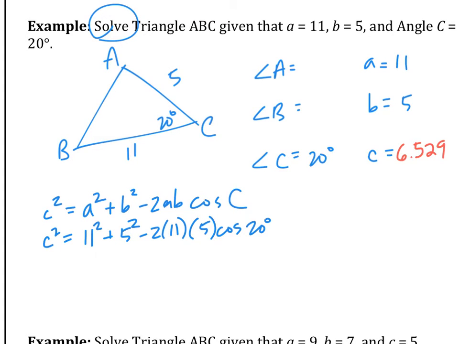529. Okay, that's good. So we want to keep as many digits as possible. The earlier you round, the more inaccurate it's going to be. Okay, so C is 6.529. Now what do we do to find A and B?